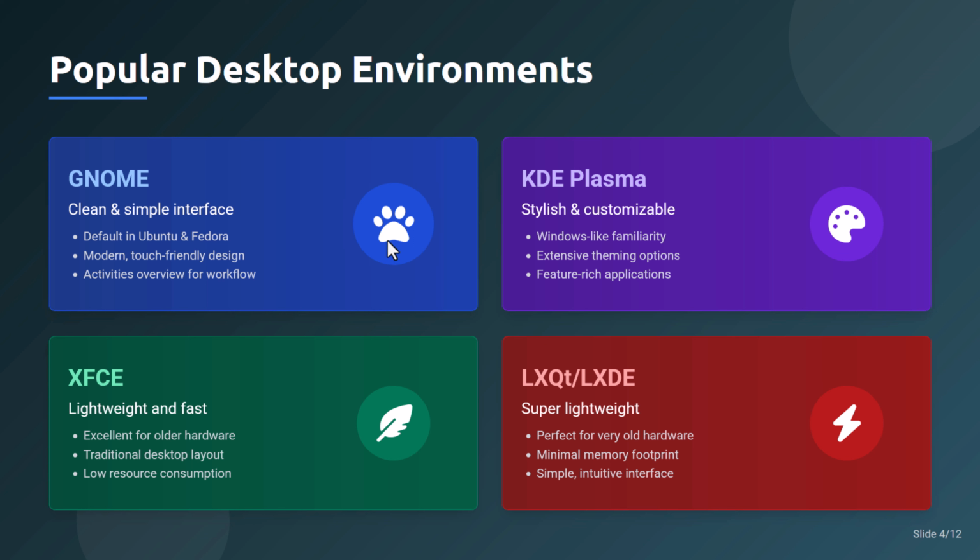GNOME offers a clean modern interface. It's the default in distributions like Ubuntu and Fedora. It is great for touch screens and has a minimalistic design. The activities overview makes multitasking smooth. Next is KDE Plasma. Perfect for customization. Feels familiar if you have used Windows. You can choose themes, widgets, layouts, everything. Comes with a rich set of built-in applications.